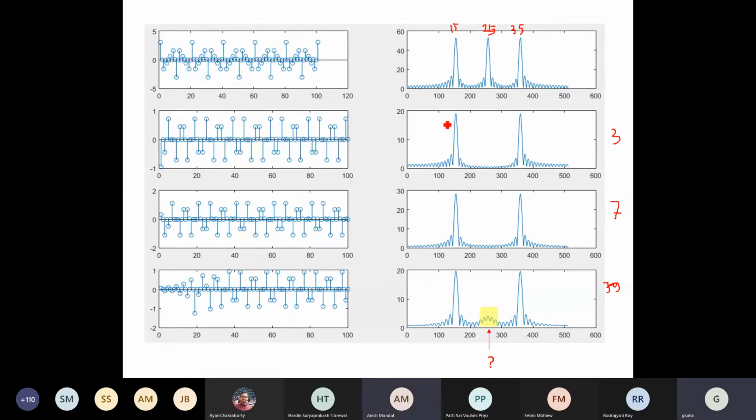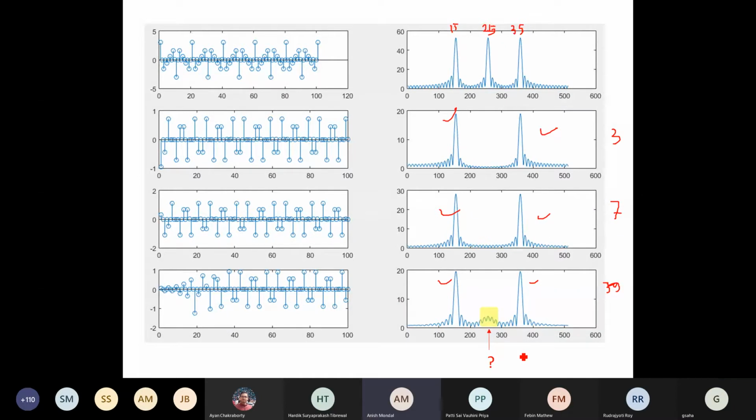Yes, sir, these two are doing fine, and this is eliminated to a great extent. And the difference that we see is the amount of attenuation in the middle portion. If we look closely, for 3, 7 and 39, the attenuation in the middle portion is decreasing. For 3 it is the most attenuated, for 7 it is slightly less, and for 39 we can see a small bump.